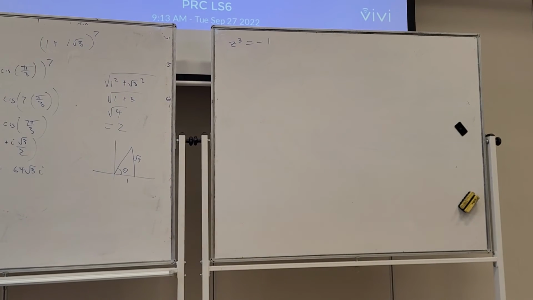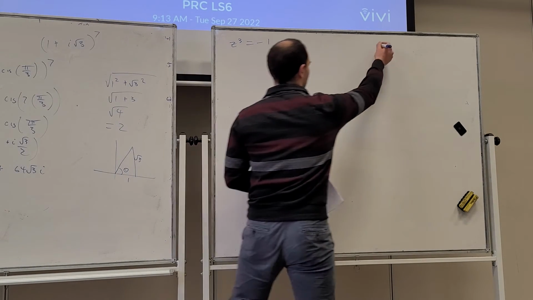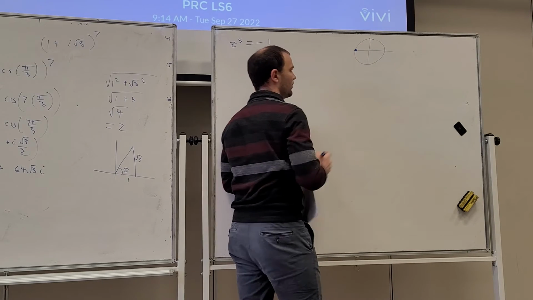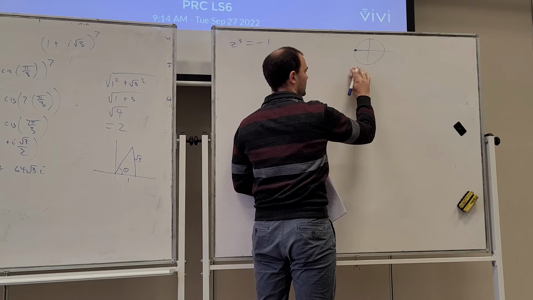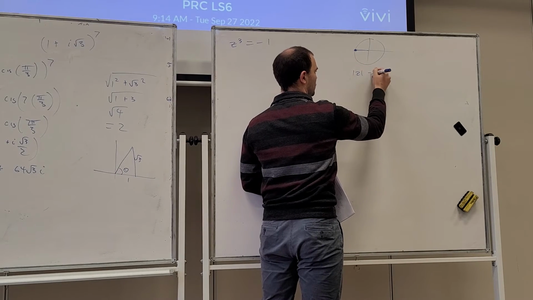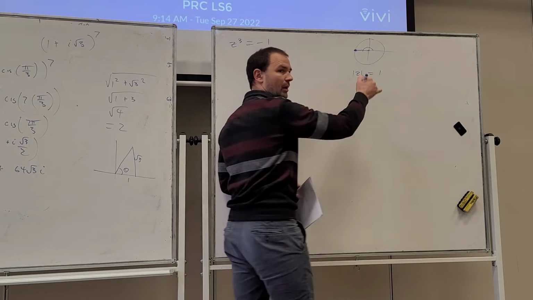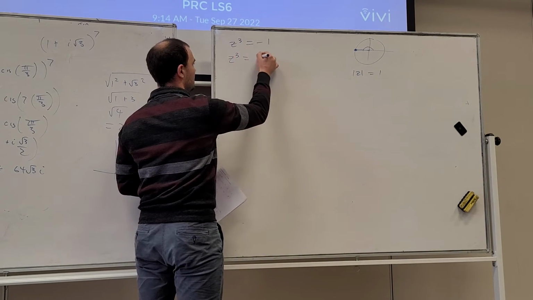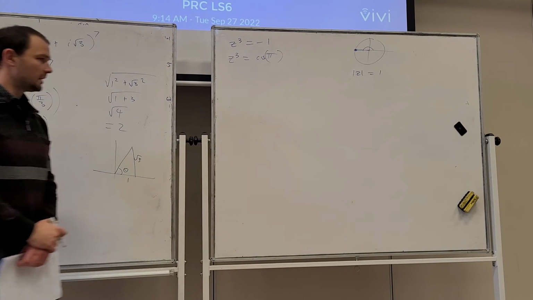So the first thing we need to do is express minus 1 in polar form. So where's minus 1? It's here. The modulus of it is 1, and the argument is positive pi. So what we have is z to the 3 equals cis of pi.